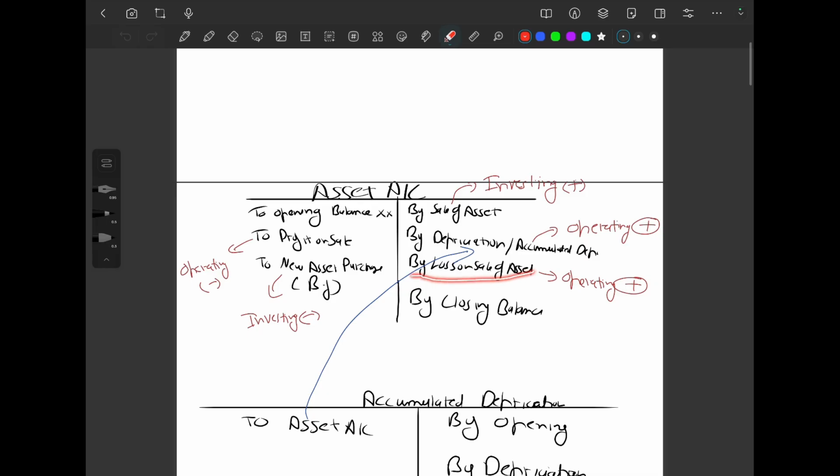Any loss on sale of asset, if you have sold the asset and you get the loss, then we'll also add it in operating activity and will show here in the asset account. And if there is a profit on the sale of asset, then it will be less from operating activity. And after this you get the balancing figure of net asset purchase, that will be less from investing.